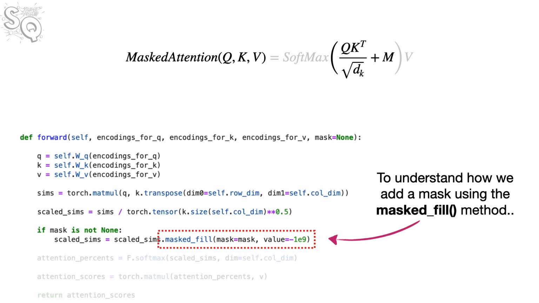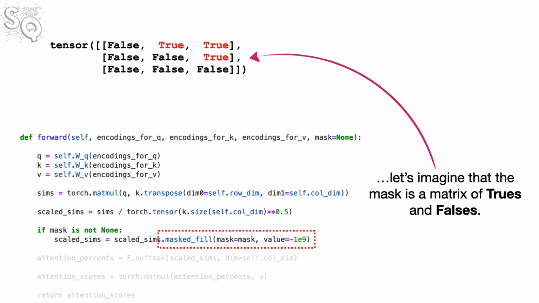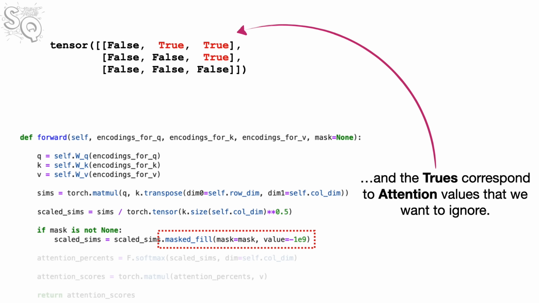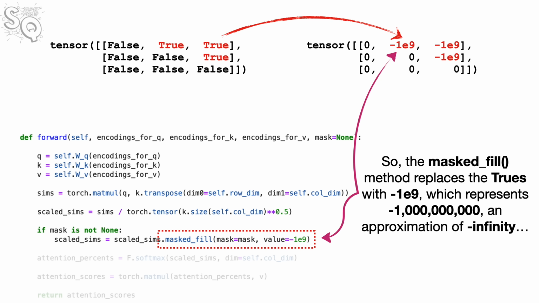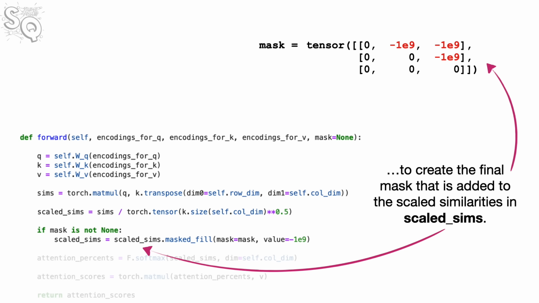To understand how we add a mask using the masked fill method, let's imagine that the mask is a matrix of trues and falses. And the trues correspond to attention values that we want to ignore. So the masked fill method replaces the trues with -1 times 10 to the ninth, which represents -1 billion, an approximation of negative infinity. And it replaces the falses with 0 to create the final mask that is added to the scaled similarities in scaled sims.